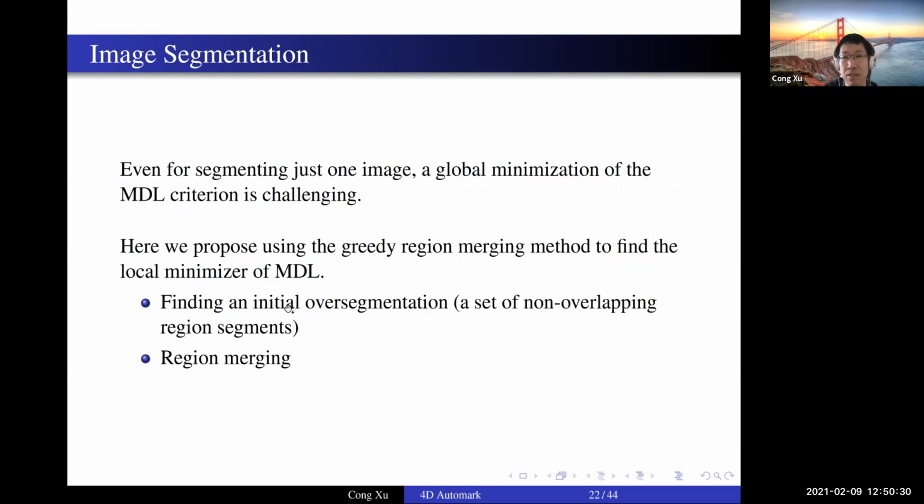So it has two steps. First, we want to find an initial over segmentation, which means there are many regions. There are many more regions than it should be. So we find the initial over segmentation, and then we just keep merging the neighboring regions to get an appropriate final image segmentation. Then that's the model for this time interval for these images.